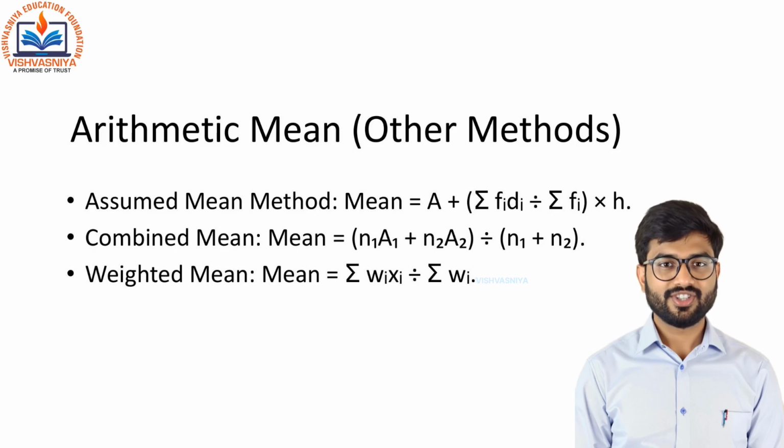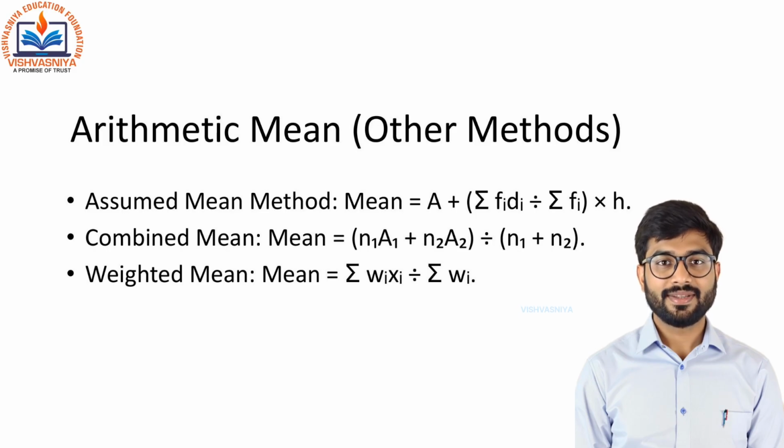We also have shortcut methods. Assumed mean method, mean equals assumed mean plus sum of frequency into deviation divided by sum of frequencies multiplied by class width. Combined mean, if two groups have means A1 and A2 with sizes N1 and N2, then combined mean equals N1A1 plus N2A2 divided by N1 plus N2.